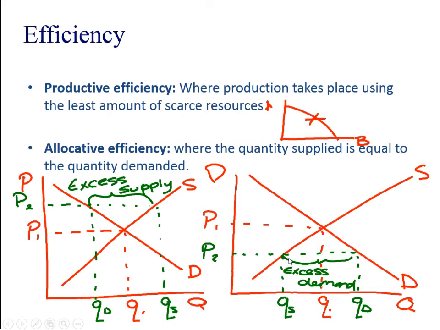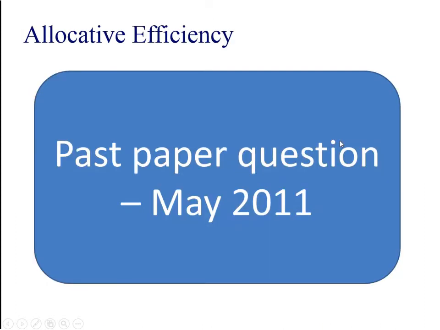So customer satisfaction can't possibly be maximised. Going back to productive efficiency, we see that it's on that curve on the PPC there. Okay, so past paper questions. There's been another one actually quite recently, but I'll have a look at this one from May 2011.